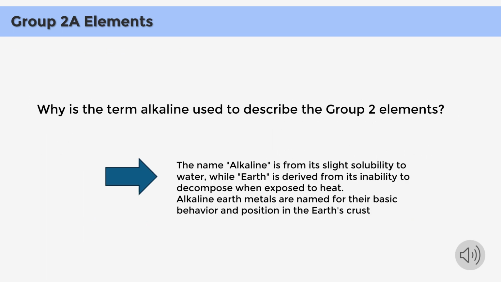Why is the term alkaline used to describe the group 2 elements? The name alkaline is from slight solubility in water, while earth is derived from its inability to decompose when exposed to heat. Alkaline earth metals are named for their basic behavior and position in the Earth's crust.